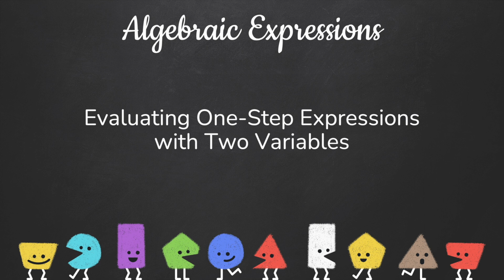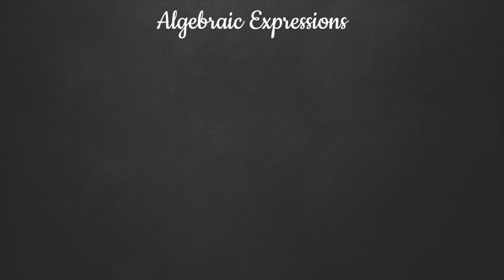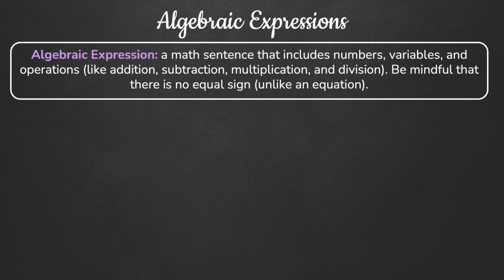Hello, mathematicians. Today we're going to be learning about algebraic expressions, more specifically about evaluating one-step expressions with two variables. To get us started, let's quickly go over what an algebraic expression is. An algebraic expression is a math sentence that includes numbers, variables, and operations like addition, subtraction, multiplication, and division. Be mindful that there is no equal sign, unlike an equation.